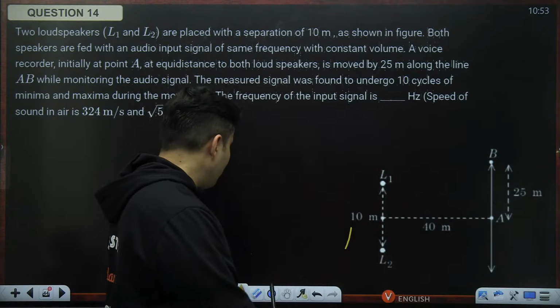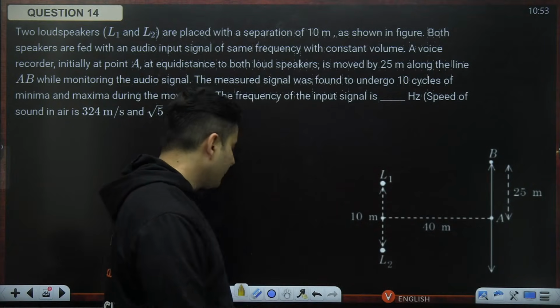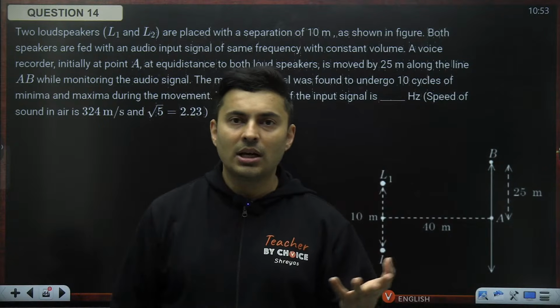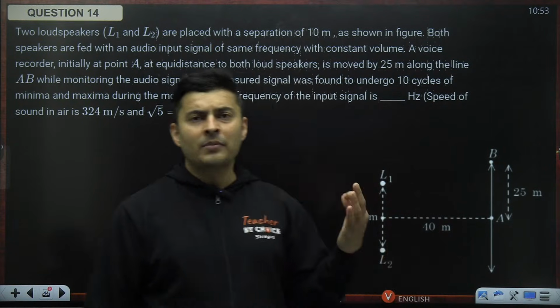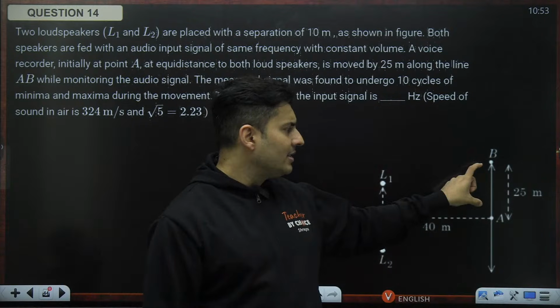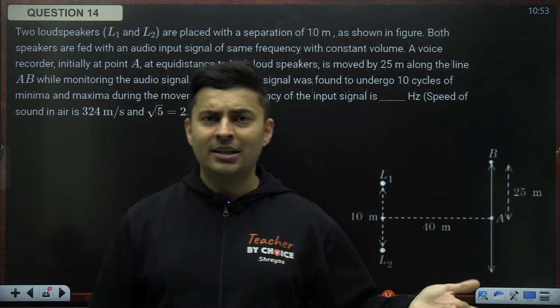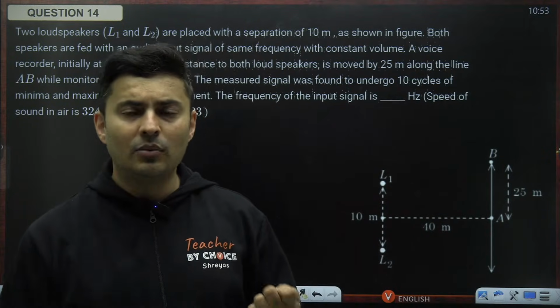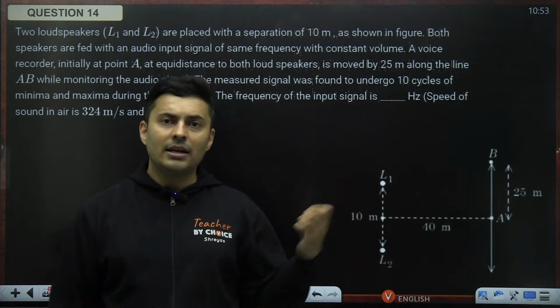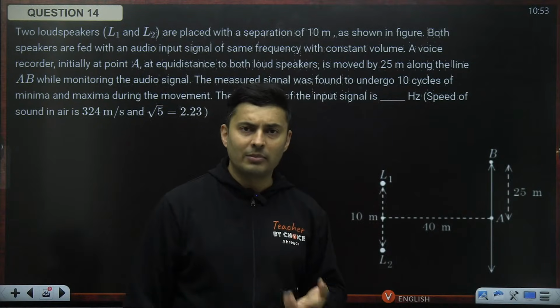So the moment people realize it's just like light, they jump to the conclusion that they can use the fringe width formula, which is lambda D by d. And then they thought there were 10 fringes here, and they equated it and got the answer, which is completely wrong. You should understand the fundamental difference between Young's double slit and this kind of apparatus.